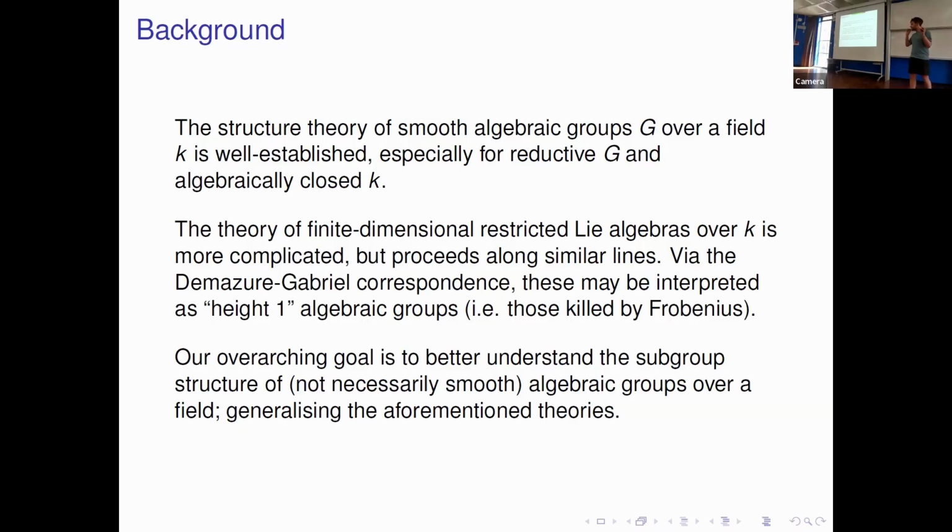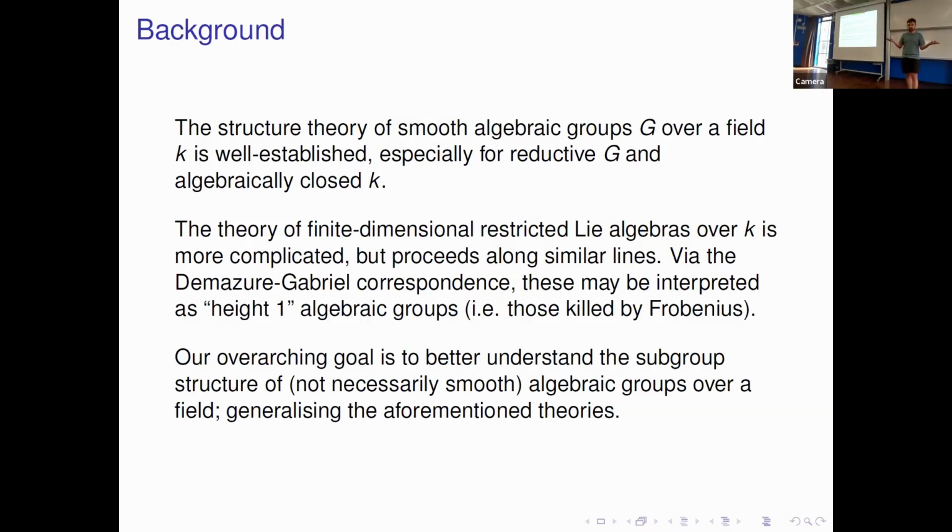The theory of finite dimensional restricted Lie algebras, so I just mean a Lie algebra equipped with a p-power map that you only see in characteristic p, tends to go along similar lines. So, for instance, your theory always begins with fixing a maximal torus, and Lie algebras have an analogous notion. It tends to be more complicated.